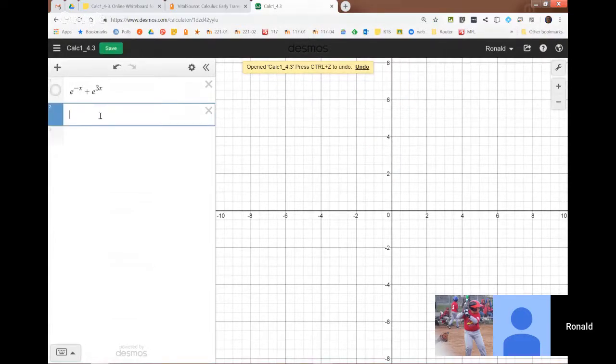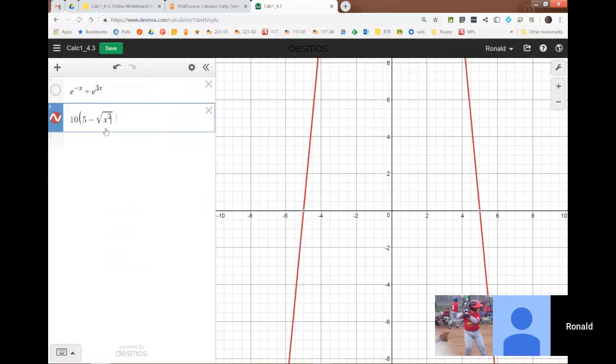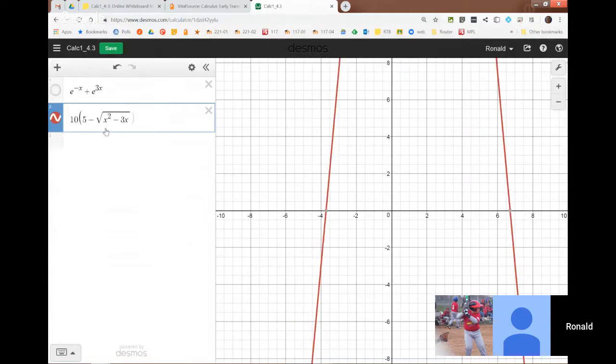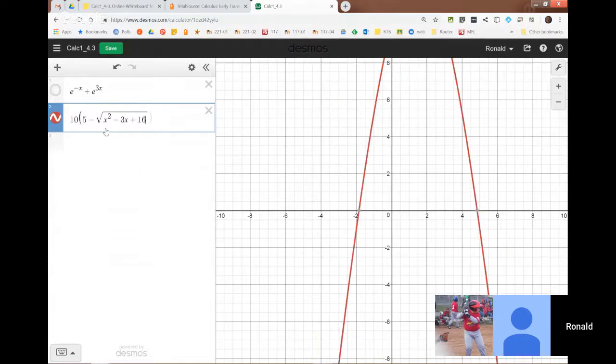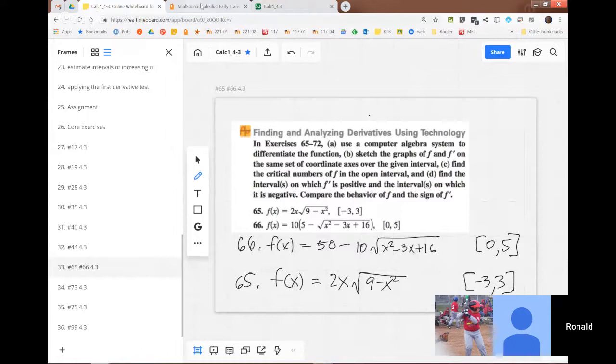All right, so we have 10 times parentheses 5 minus square root x squared minus 3x plus 16. Okay. And what are we supposed to do here? We're supposed to do the derivative at the same time. I'll show you how to do that.